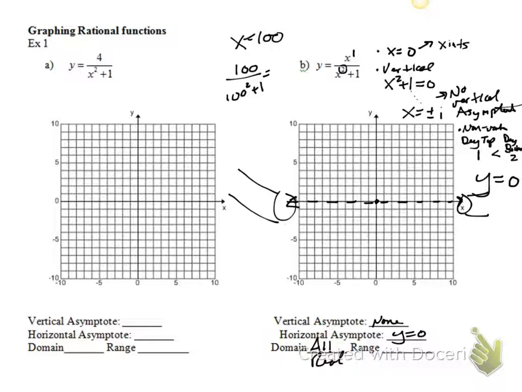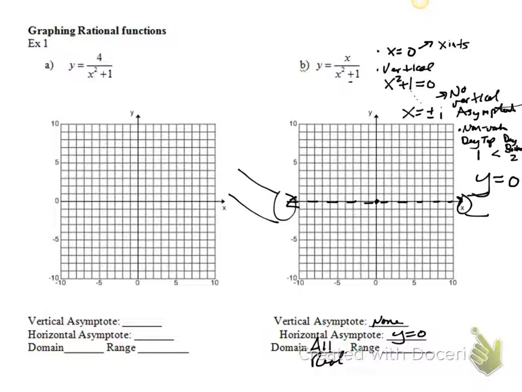So that's why, guys, when you have a degree that's smaller in the top than it is in the bottom, when you plug in huge numbers, you're going to end up getting a really small number in the top over a huge number in the bottom, and that will make it closer to 0. That's why y equals 0 is the horizontal asymptote, if that makes sense. So I'm not going to quiz you on that necessarily. You just need to know how to apply it, not necessarily why it works, but it's sometimes nice to know why.